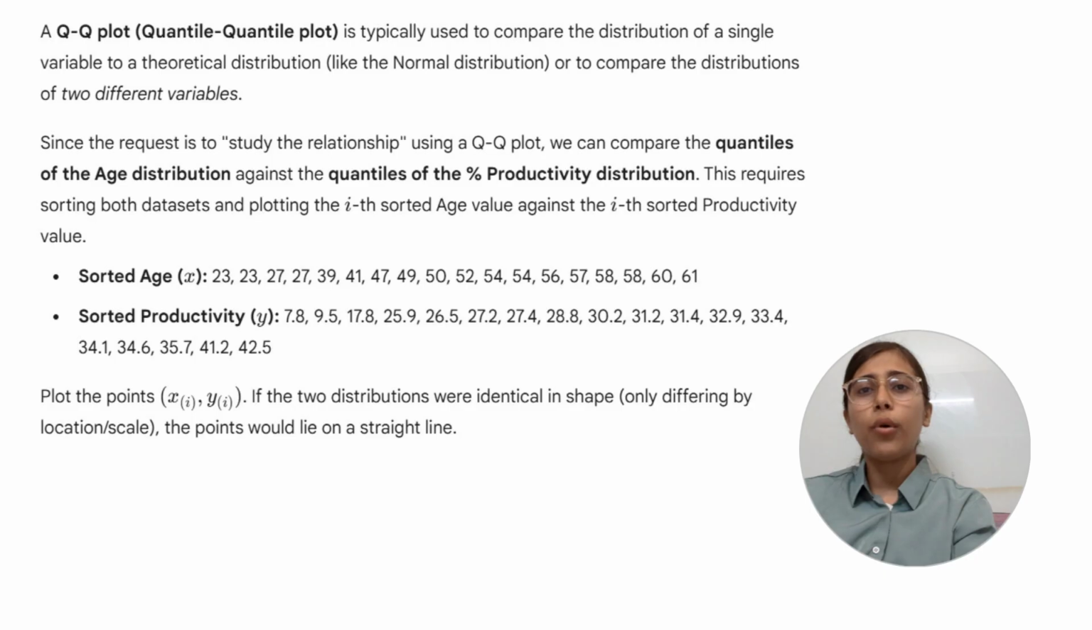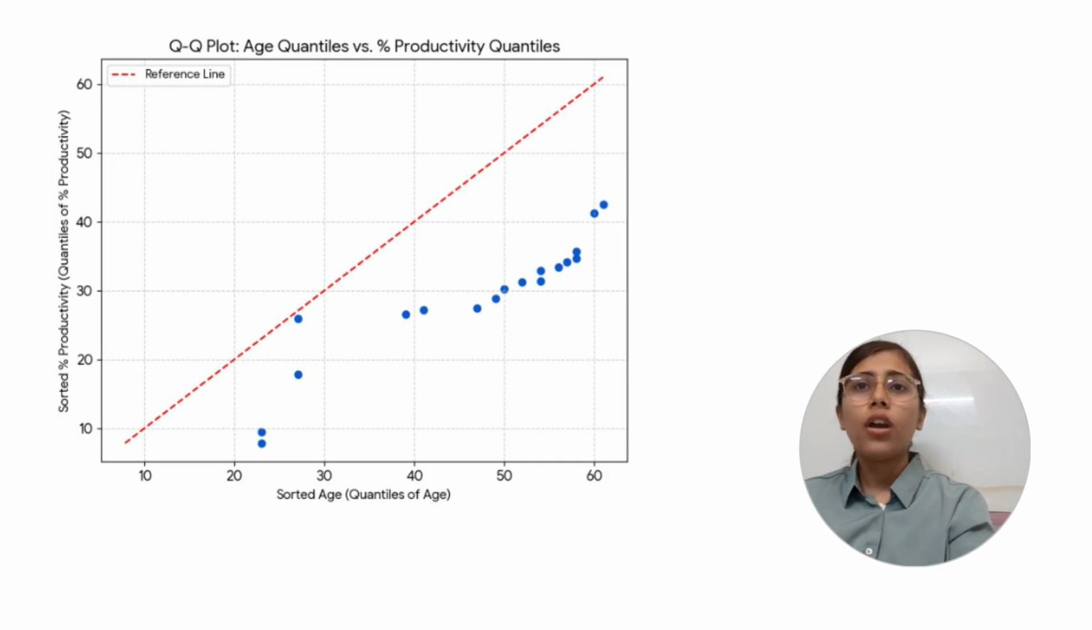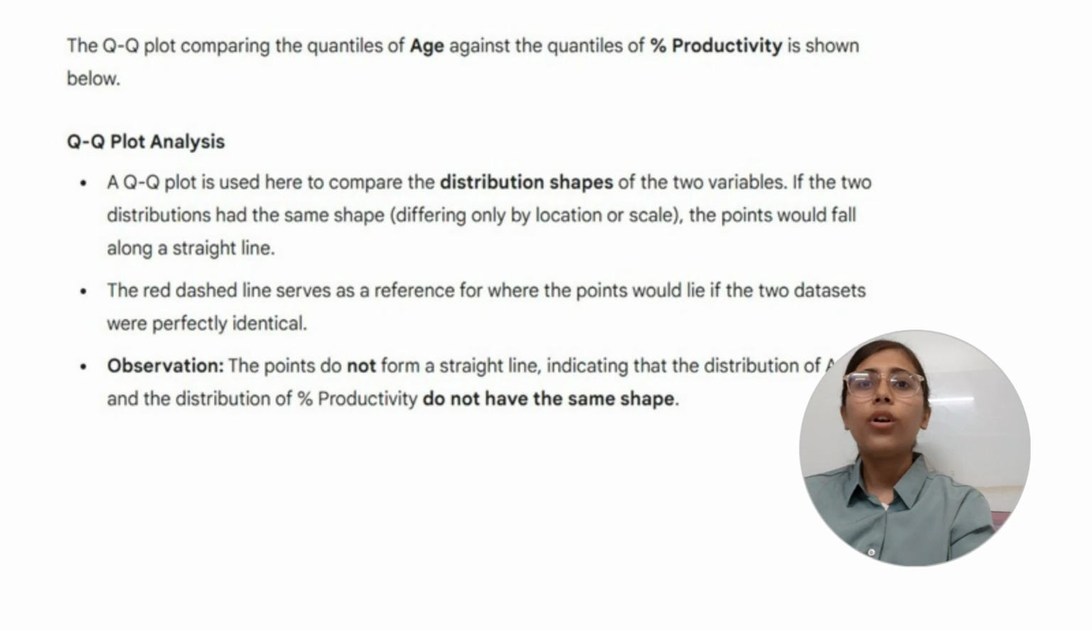Now we have to plot the points xi, yi. If the two distributions were identical in shape, only differing by location or scale, the points would lie on a line. Now here we have the QQ plot, which is age quantiles versus productivity quantiles. On the x-axis we have sorted age, quantiles of age, and on the y-axis we have sorted percentage productivity, which is quantiles of percentage productivity. This red dashed line is the reference line. The QQ plot comparing the quantiles of age against the quantiles of percentage productivity is shown in the graph.